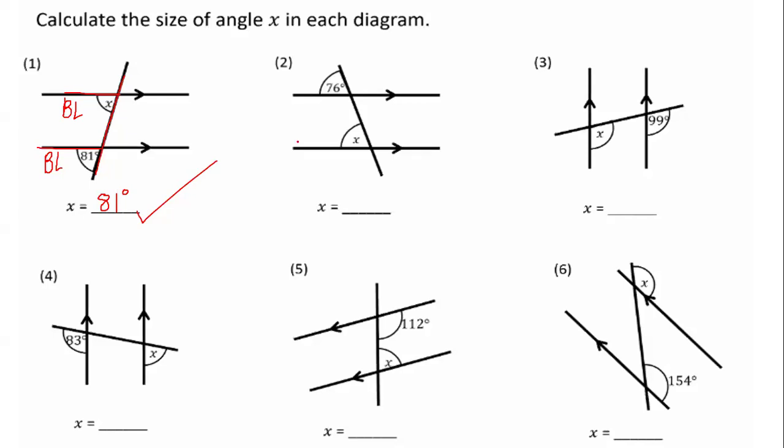Okay, now number 2. What for number 2? 76. X is what? 76 degrees. Y? Because the fronts are F shape. Corresponding angles. This is going to be what? Top left. Top what? Top left.